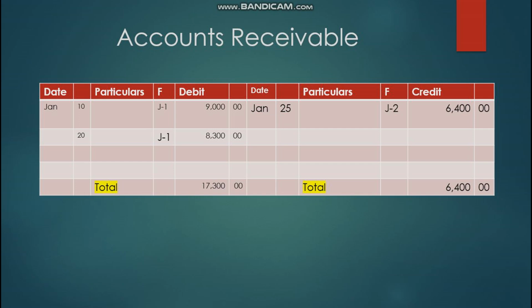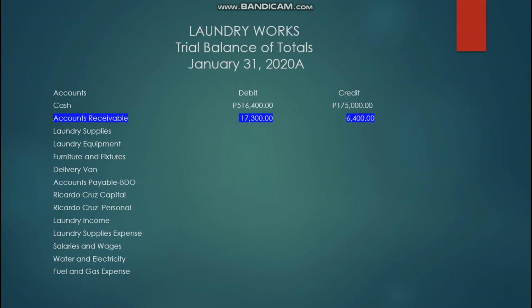Then write these amounts under the debit 17,300 and the credit 6,400 pesos. So you can continue the process by yourselves for you to be able to practice preparing a trial balance. All you have to do is to follow the 2 steps procedure and you will be able to finish everything.